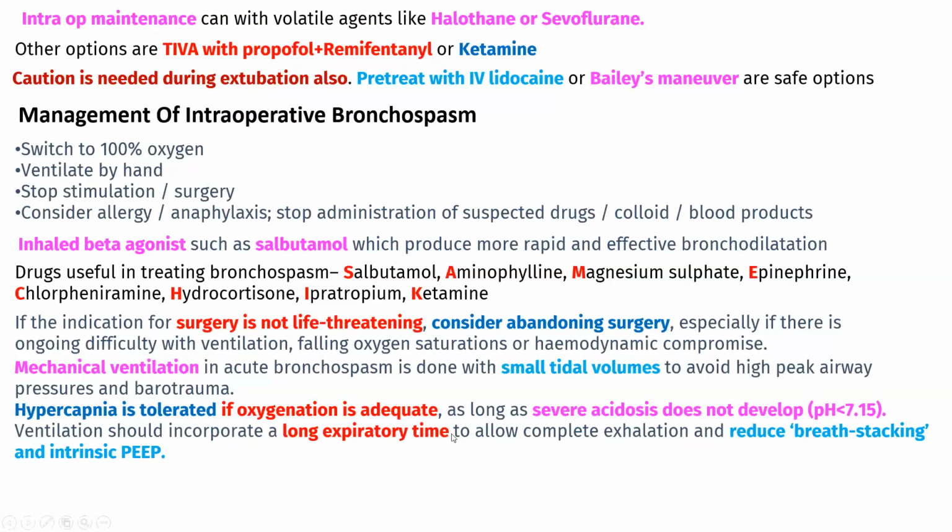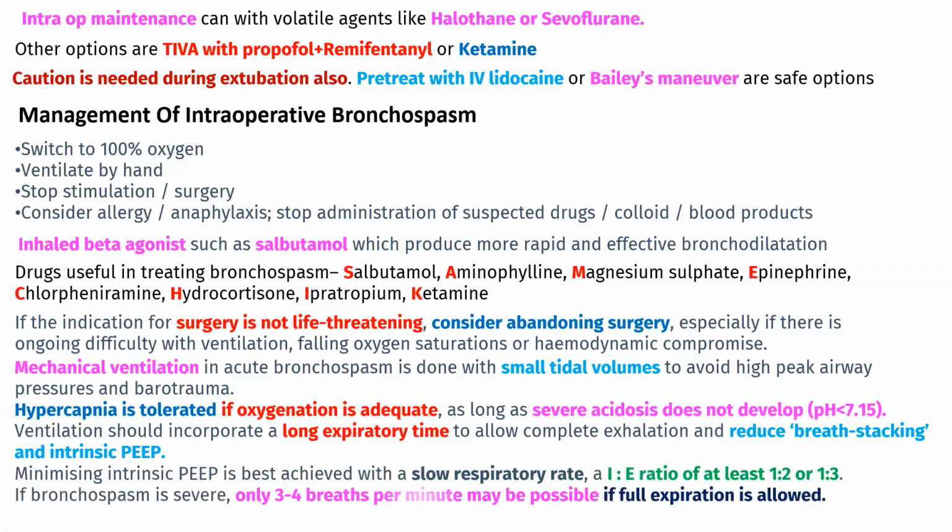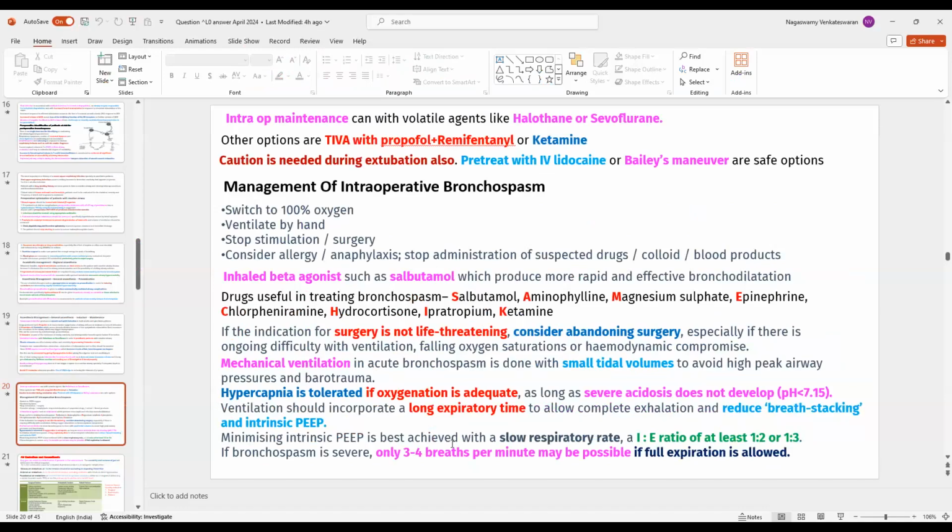And read all the points that you want to mention in the exam also.